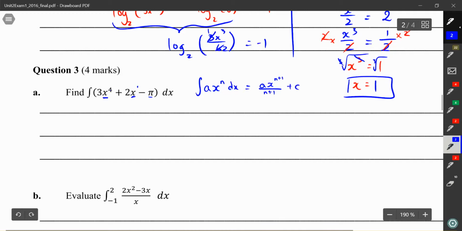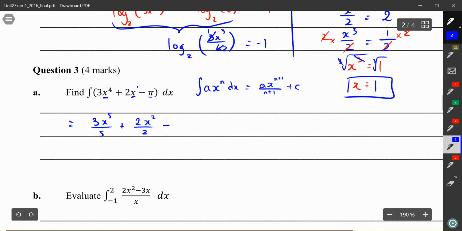Don't forget the plus c. Okay, that's the rule. Now if I use the rule here, then it will be 3x to the power of 4 plus 1, which is 5, over 4 plus 1, which is 5, plus 2 times x to the power of 1 plus 1, which is 2, over 2.